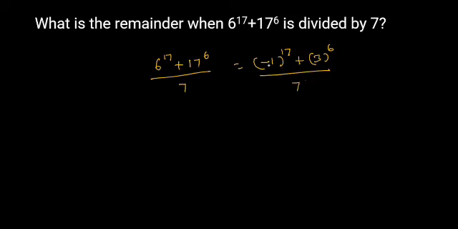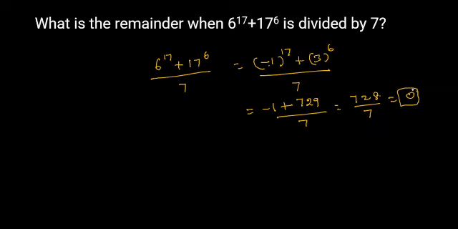Now see here, minus 1 to the power of 17, 17 is odd. So when the power is odd, obviously you will get minus 1 as an answer. So minus 1 plus 3 to the power of 6. 3 to the power of 6 is actually 729. Minus 1 plus 729 is 728. Now when I divide by 7, up to 70 it goes, remainder is 28. So 28 is exactly divisible by 7. So the remainder is actually 0 for this.